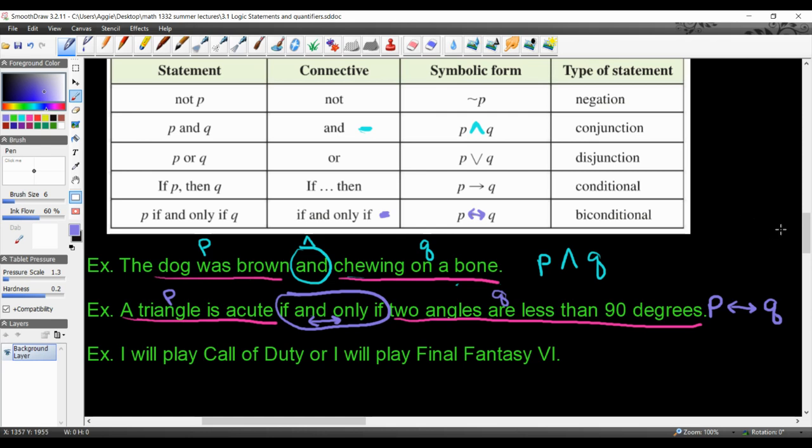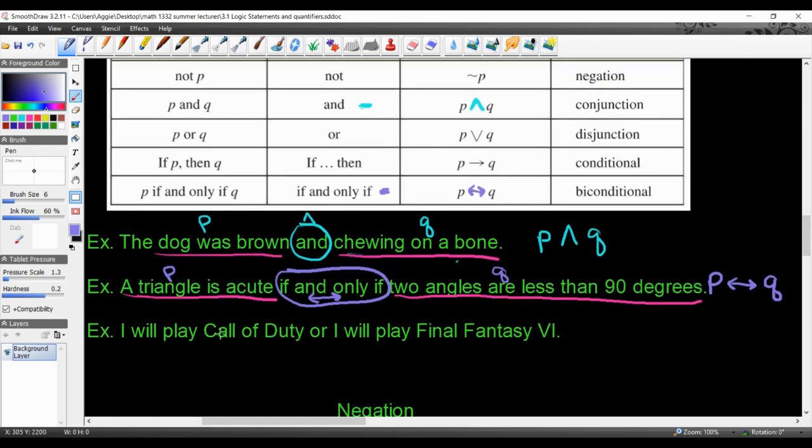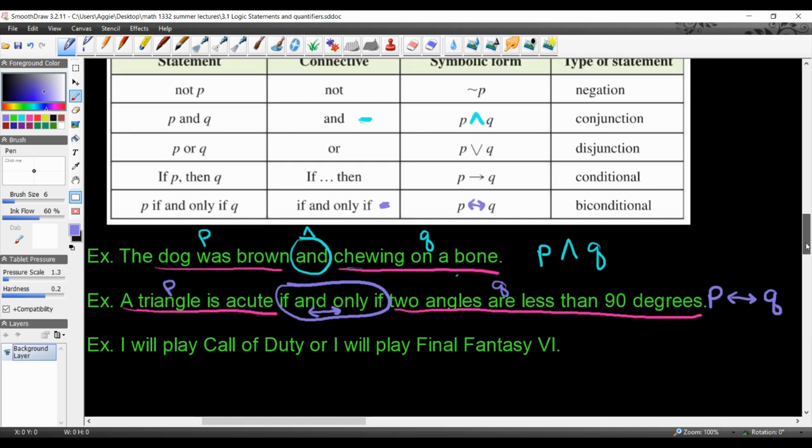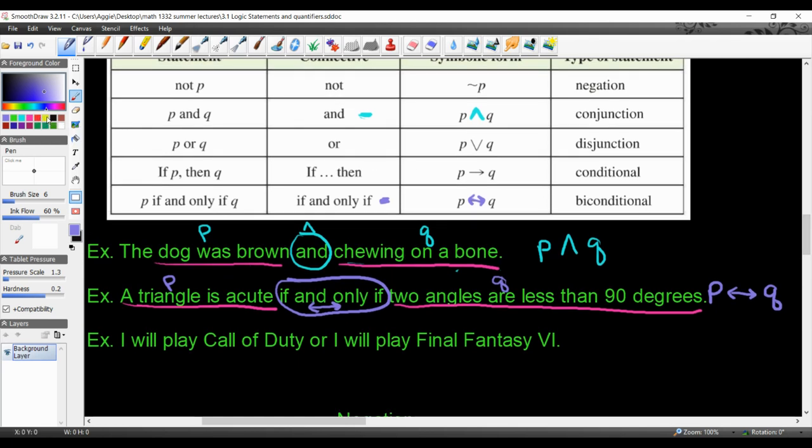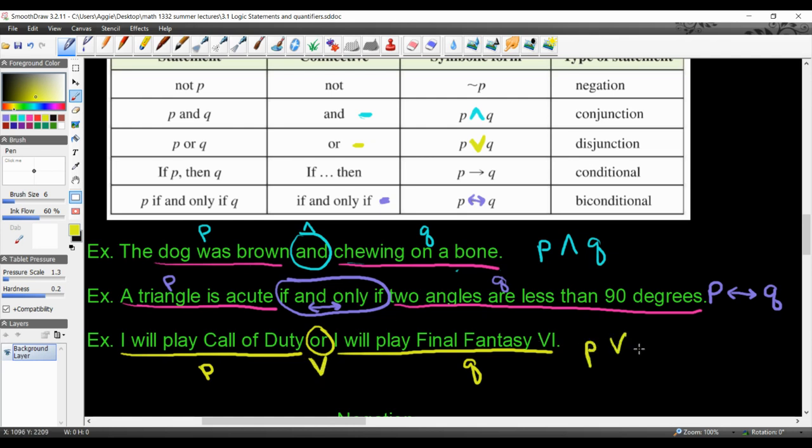On the last one, I'm going to scroll down just a little bit. On the last one, I will play Call of Duty, or I will play Final Fantasy VII. For that one, I can see the or right in the middle. I'm going to just circle it. I will play Call of Duty. So there's my first statement. And then I will play Final Fantasy. There's my second statement. So the statements we label with P and Q. The connectors are the ones I circle, and those I have to find in this chart and see what represents them. So in this case, that or is kind of like a V. It looks like a V, but it means or. So this would be P or Q.